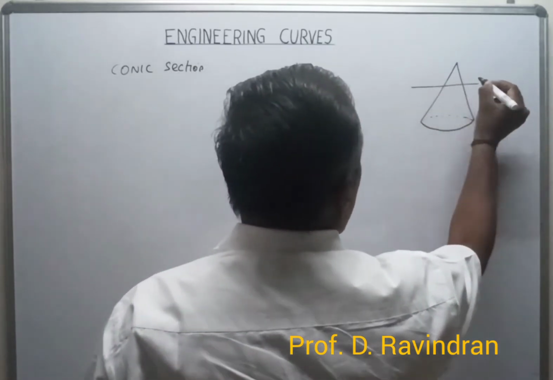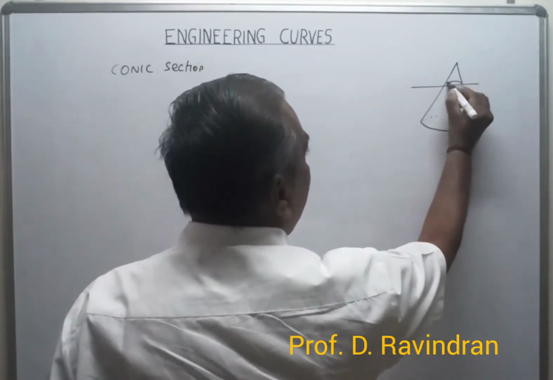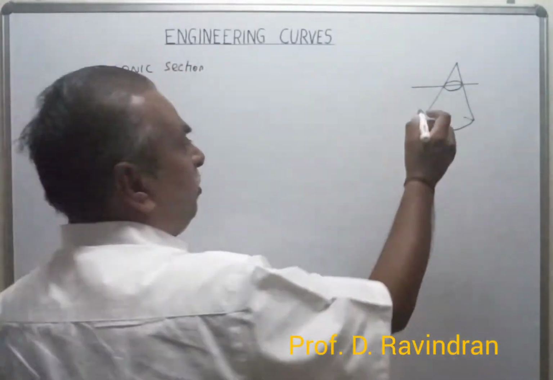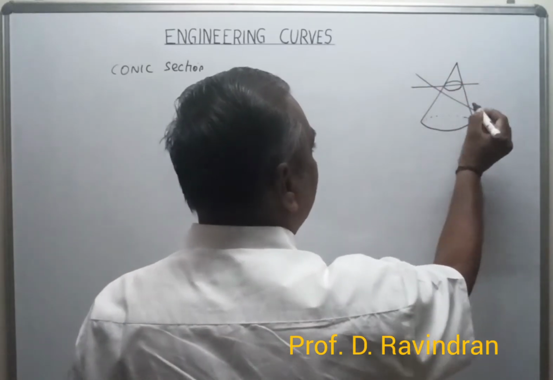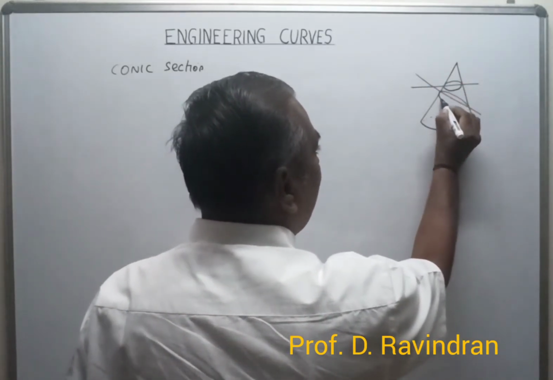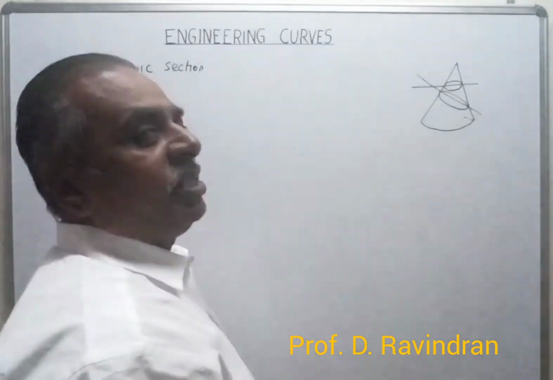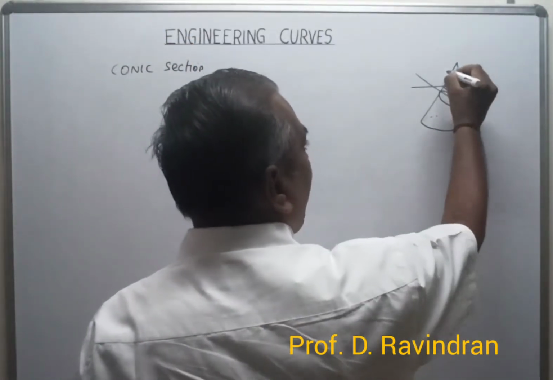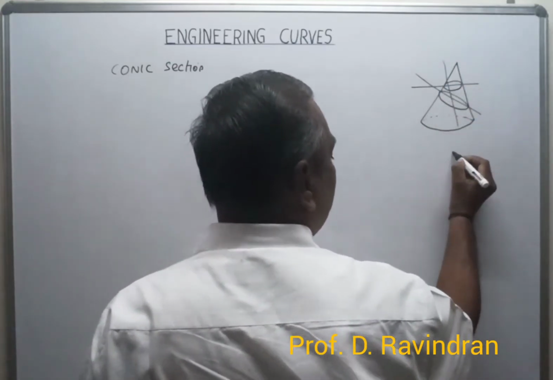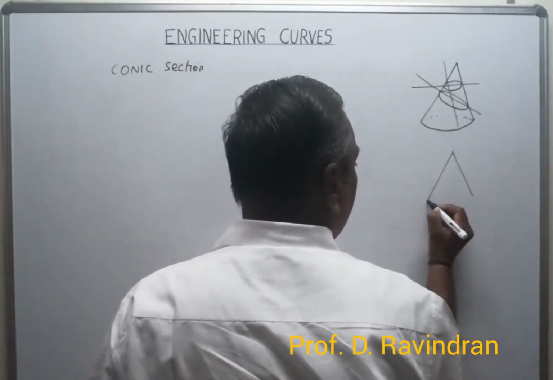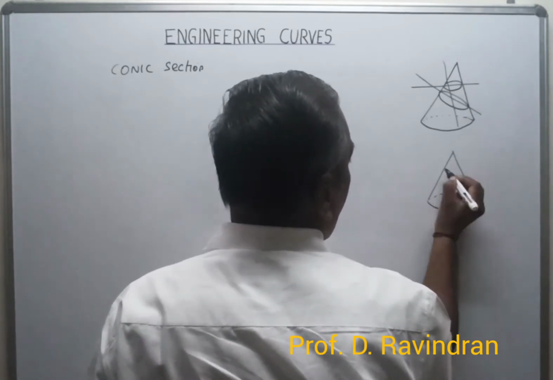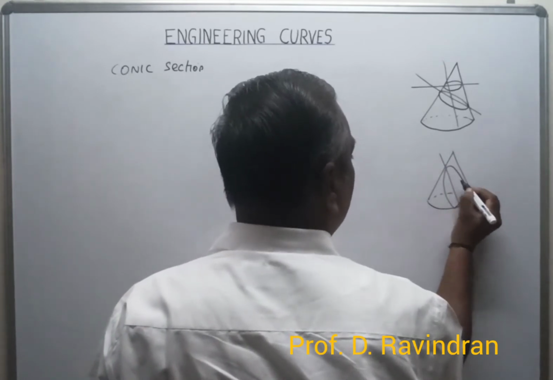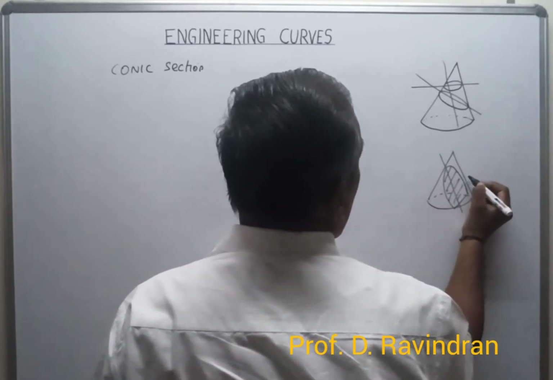Now, when you cut this cone like this, you will be getting a circle. So, circle is also a conic section. Now, when this cutting plane is inclined like this, you will be getting the shape of an ellipse, depending on the inclination. So, this is also a conic section. Now, when the cutting plane cuts parallel to this, that means I just draw another one. When a cone is cut by a section plane like this, you will be getting a shape like this, which is called parabola.